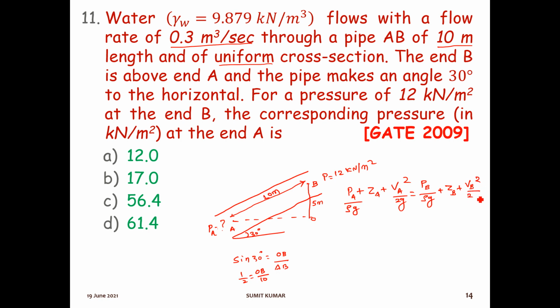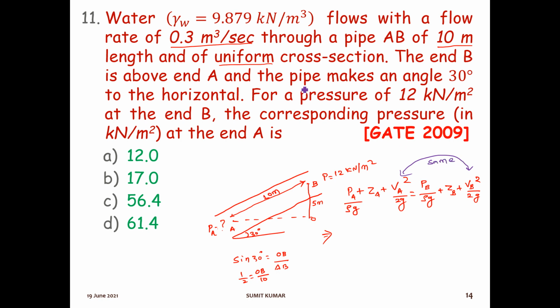So this is the Bernoulli equation for ideal fluid. Here we are assuming this fluid is ideal. Why? Because in this question there is nothing mentioned about the losses, and also the friction factor and the other coefficients related to the minor losses are not given. So we may assume that this is the case of ideal fluid. For ideal fluid, this is the Bernoulli equation.